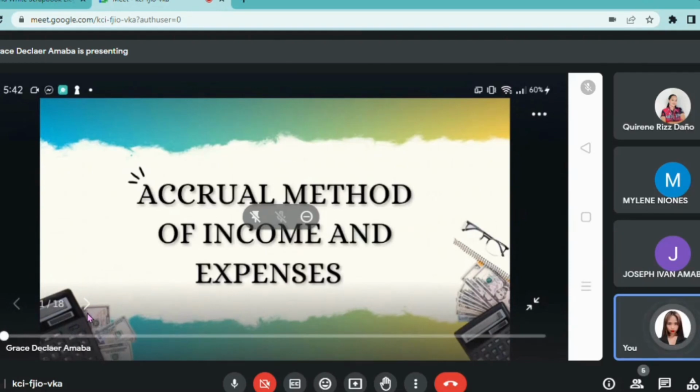Okay, good afternoon, everyone. This is our report in accounting. Our topic for today is all about the accrual method of income and expenses.